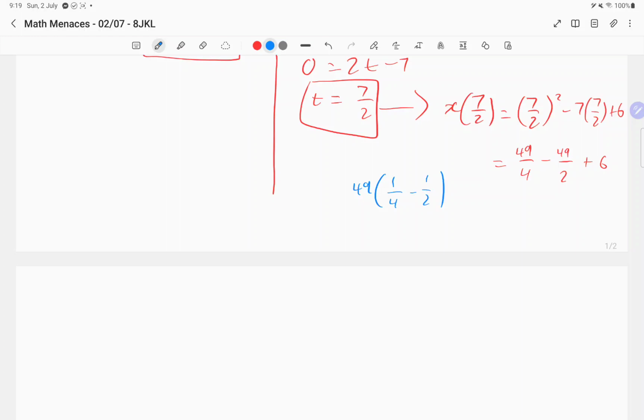Does that make sense? And 1/4 is less than a half, it's exactly half of that, so that will be 2 over 4, and that'll be negative 1 over 4. So times it back in will be negative 49 over 4. Quick maths. Okay, so that's a little trick.